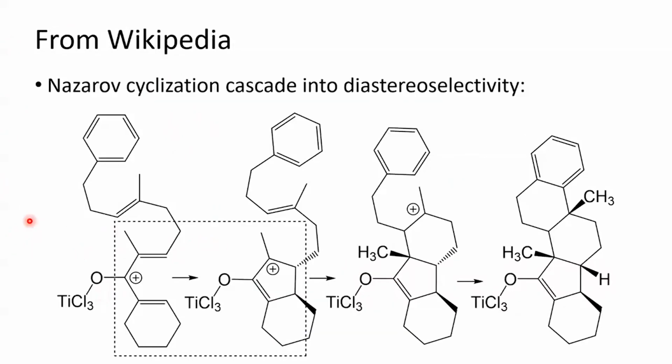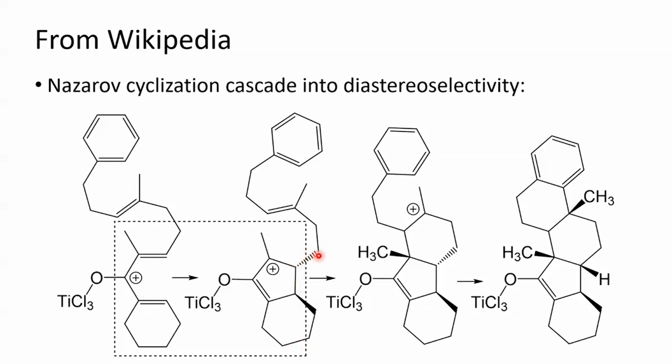Here's a nice example from Wikipedia. It shows a Nazarov cyclization which then cascades to give you multiple functional groups with well-defined diastereoselectivity. So our starting material would be a ketone. Looks like some sort of weird variant of squalene. First step is a Lewis acid coordinates to the ketone, drawing out the electron density and forming this 5-atom, 4-electron cationic system, which undergoes cyclization in a conrotatory manner.